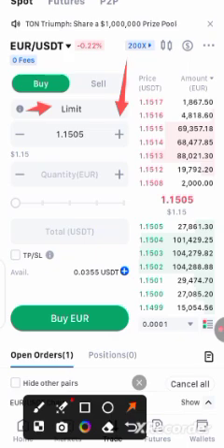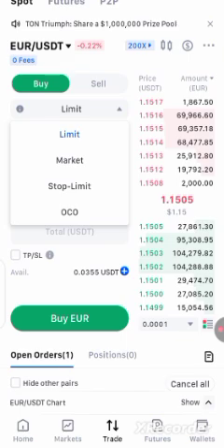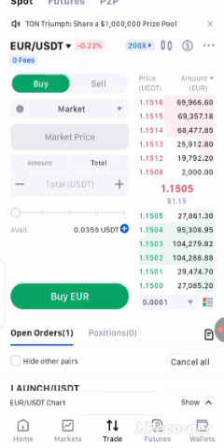Now this 1.1505 is this limit. If you place it on this limit, you are telling the market that anytime the market rises to 1.1505, buy for me. But if you are in a hurry and want to buy with what the market has, all you need to do is click on this side button. You see market. You click on market. So whatever point the market is selling right now is what you will buy with.